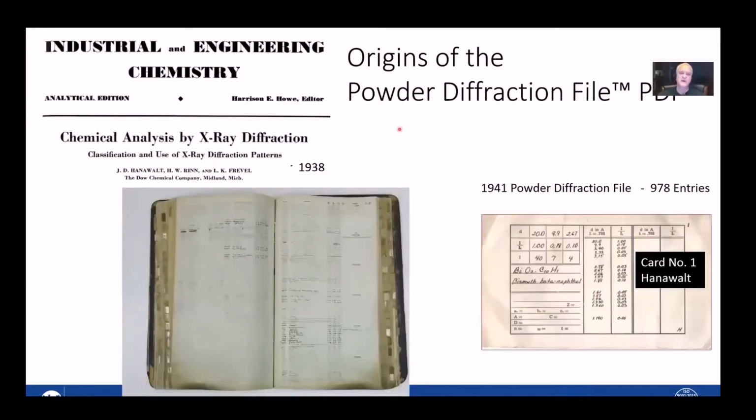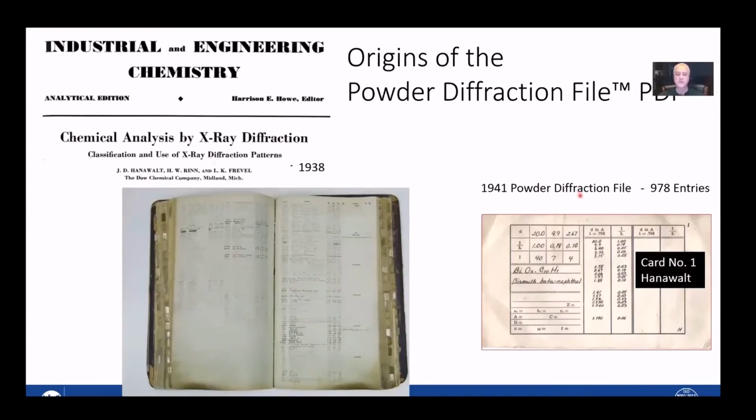The powder diffraction file got its start really with a paper in 1938 by Hanawalt, Rinn, and Frevel in Industrial and Engineering Chemistry. They published approximately 1,000 powder diffraction patterns based on materials that they had been analyzing at the Dow Chemical Company. And this is the original search manual that they came up with, because not only did they publish these powder diffraction patterns, but they also showed a method of doing the phase identification. The original Hanawalt manual, as shown here, is located at ICDD in Philadelphia.